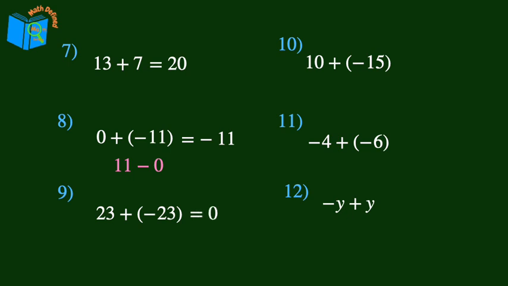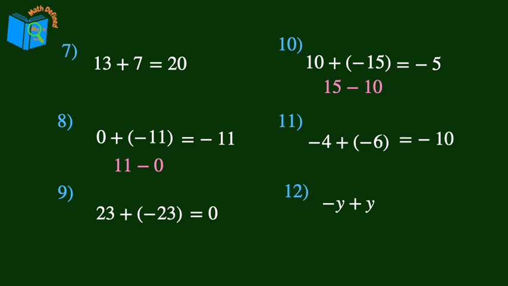Moving on to problem number 10, we have positive 10 added to -15. The signs are different, so we subtract first and then keep the sign of the larger absolute value. 15 minus 10 is 5, and since -15 has the larger absolute value, our sum is -5. Problem 11 has two integers with the same sign. So we just add and keep the sign. 4 plus 6 is 10, and since both integers are negative, the sum is negative 10.